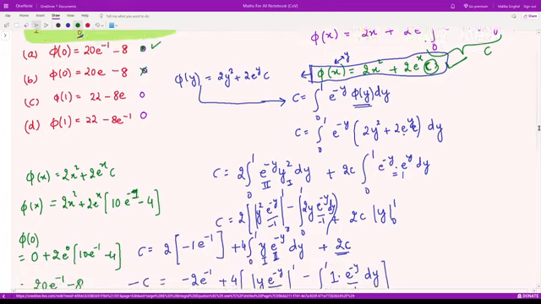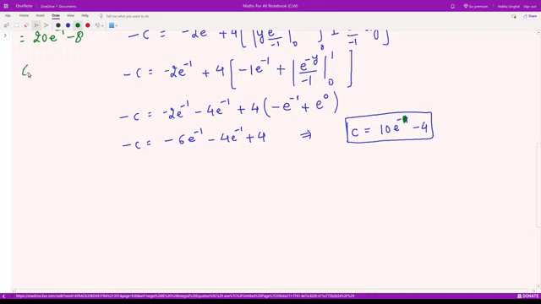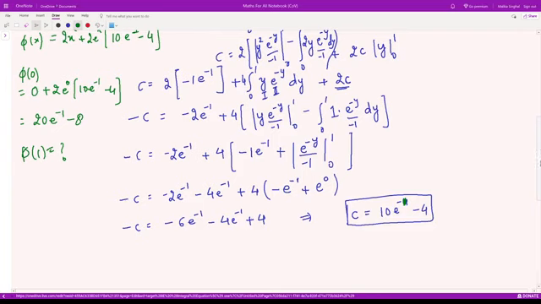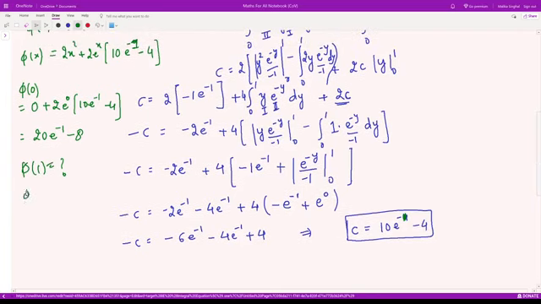So now let us see what is the value of phi of 1. Our phi is 2x square. So phi of 1 is equal to 2 into 1 square plus 2 into e to the power 1 multiplied by 10 e to the power minus 1 minus 4. So it would be 2 plus 20 minus 8 e to the power 1, right? Because this and this cancels. So we have 22 minus 8e as the value of phi of 1.